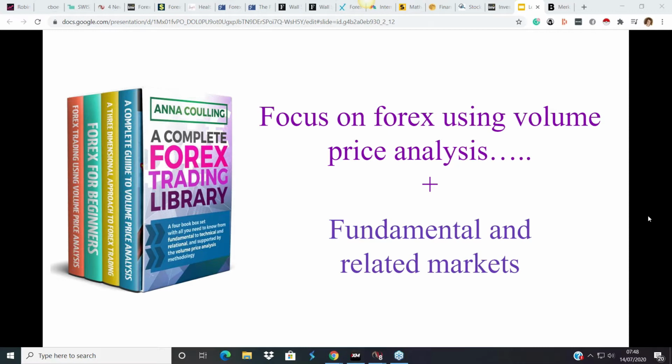Price action and volume, and by volume the activity, because it confirms to us whether the price action that we're seeing is actually genuine or not.